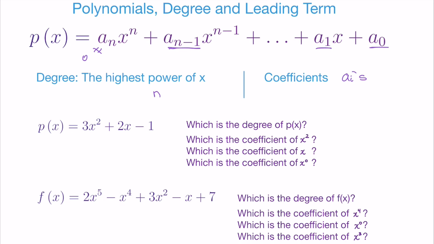Okay, which is the degree of the polynomial p of x? What's the highest power? Obviously that 2 there, so the degree is 2. Which is the coefficient of x squared? Go to x squared and look at the number in front. So the coefficient is 3. Which is the coefficient of x? Again, go to x, look at the number in front, which is 2. And remember, the coefficient of x to the 0th power is right here. Remember, this is a 1. The coefficient of x to the 0th power is a_0, which is -1.